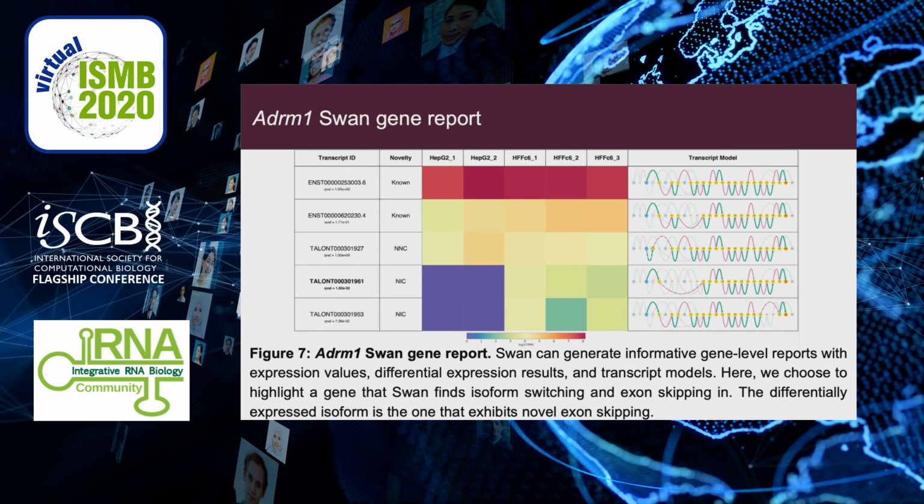Swan can also make gene reports that display each transcript model from a given gene alongside information such as expression level, transcript novelty, and differential expression results. This gene is interesting because not only does it contain a novel exon skipping event in the 4th transcript, but Swan also called it as an isoform switching gene, as you can see by the expression differences for the last 2 models. The last 2 models are completely absent in the HepG2 data, but are expressed in HFFC6.